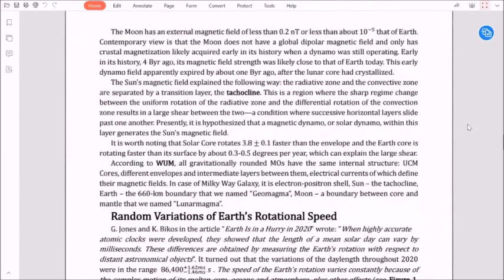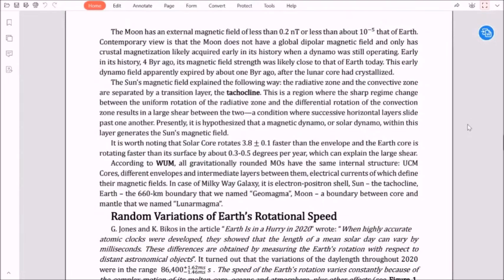The Moon has an external magnetic field of less than 0.2 nanotesla, or less than about 100,000th that of Earth. The contemporary view is that the Moon doesn't have a global dipolar magnetic field and only has crustal magnetization, likely acquired early in its history when a dynamo was still operating.